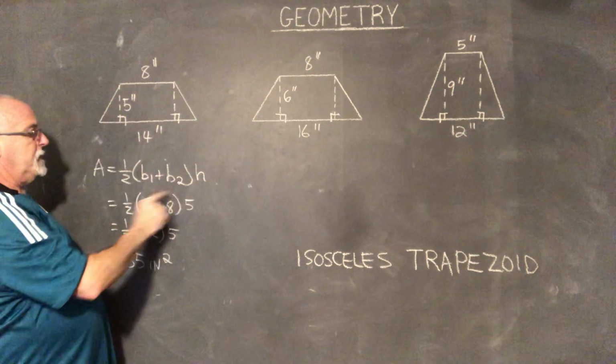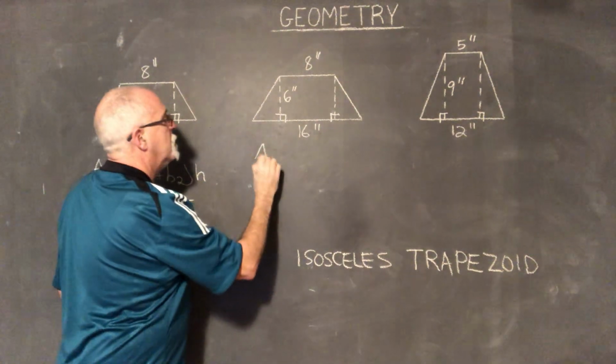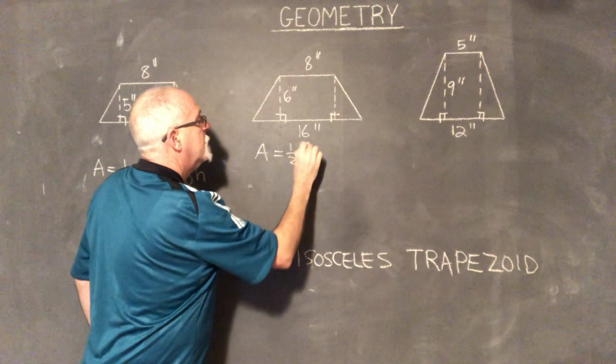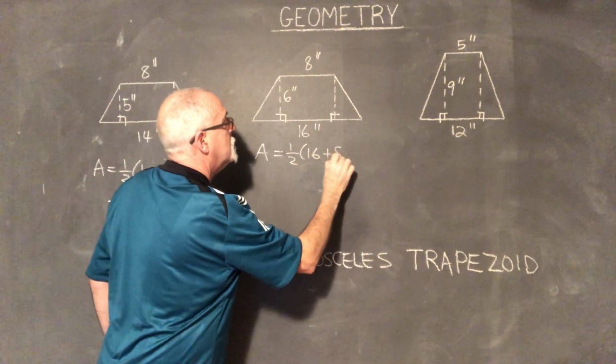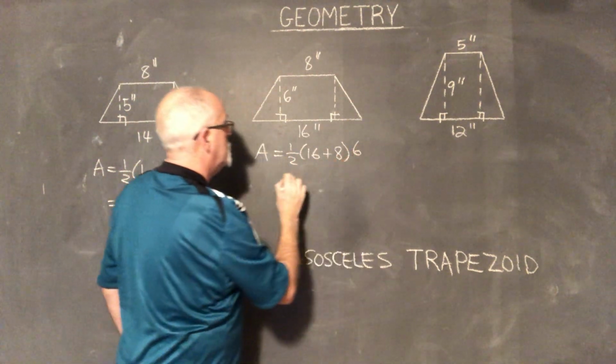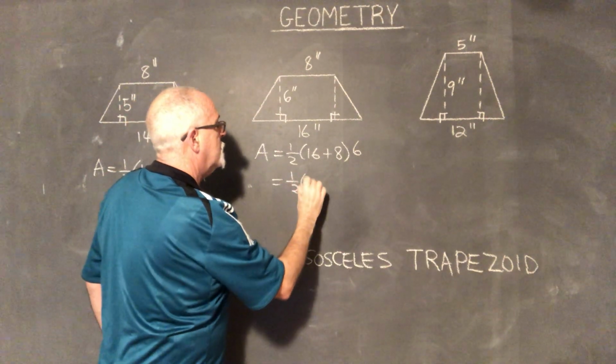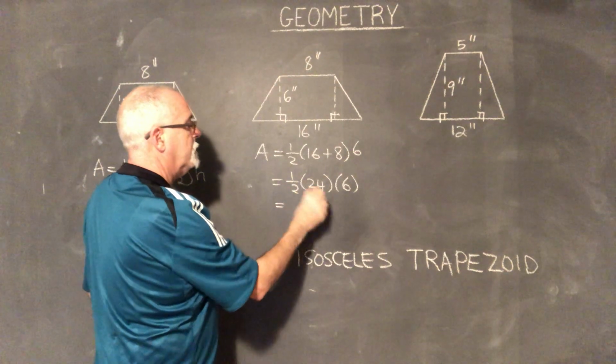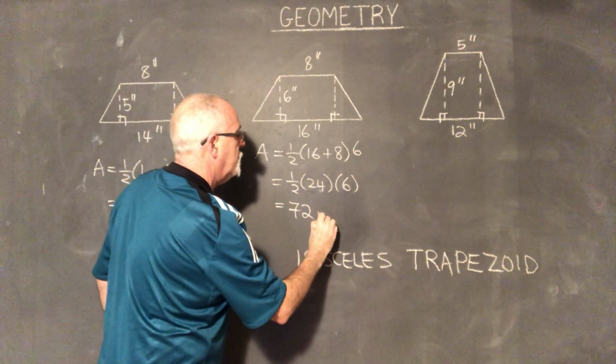Now let's do the formula, but fill it in right away. So I'm going to do area equals, and I'm going right into it. It's 1/2 times base 1, which is 16, plus base 2, which is 8, times the height, which is 6. 16 plus 8 is 24. Half of 24 is 12, and 12 times 6 is 72. We have 72 square inches.